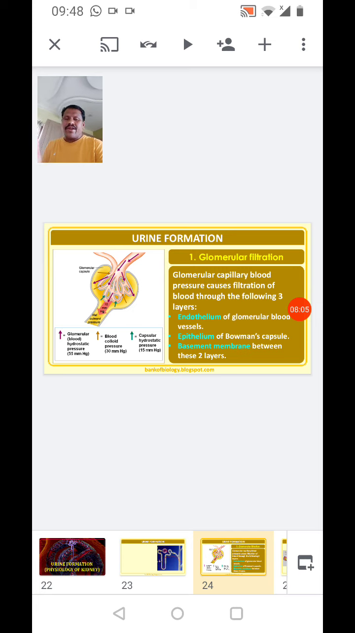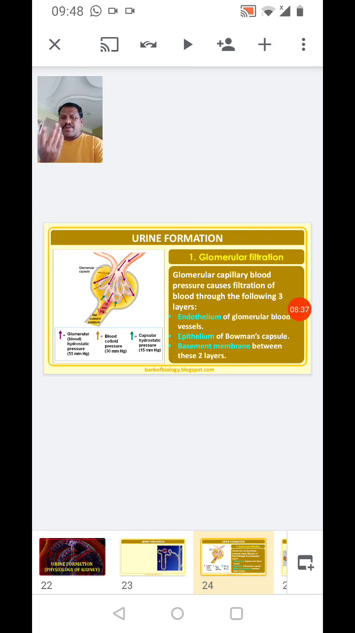Due to this net filtration pressure, filtration of the blood occurs. NFP: N means net, F means filtration, P means pressure. Net filtration pressure is 10 millimeters. That means 60 minus 50, that is, 60 minus 32 plus 18 comes to 10.